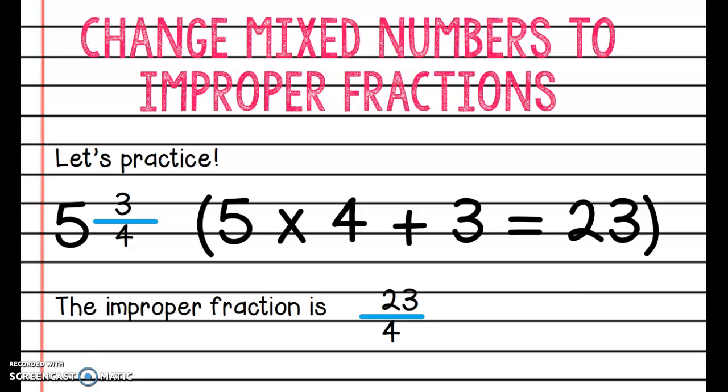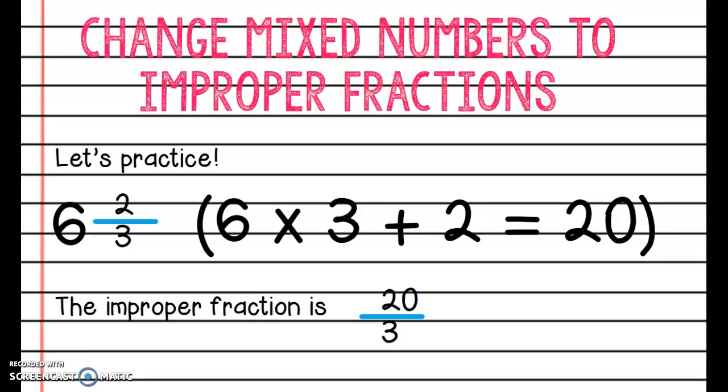Let's practice. We have a mixed number, 5 3/4. Well, 5 times 4, that's the whole number times the denominator, plus the numerator, gives us 23. So our improper fraction is 23 over 4. Next one, 6 2/3. 6 times 3, that's the whole number times the denominator, plus the numerator, gives us 20. So our improper fraction is 20 over 3.